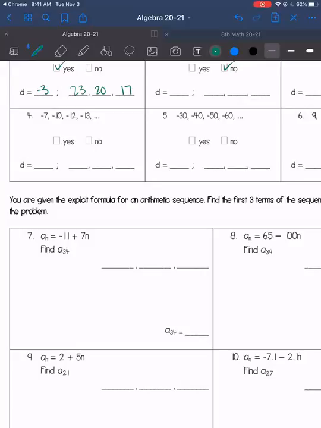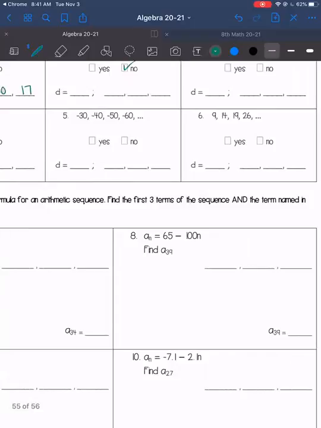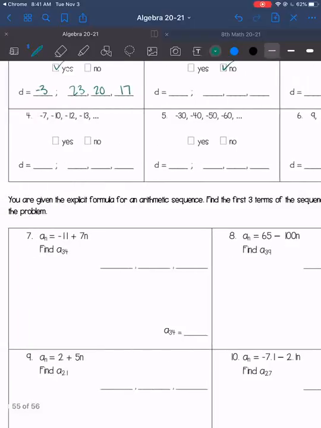Okay, so on number 7, you are given the explicit formula of an arithmetic sequence. Find the first 3 terms and the term named in the problem.